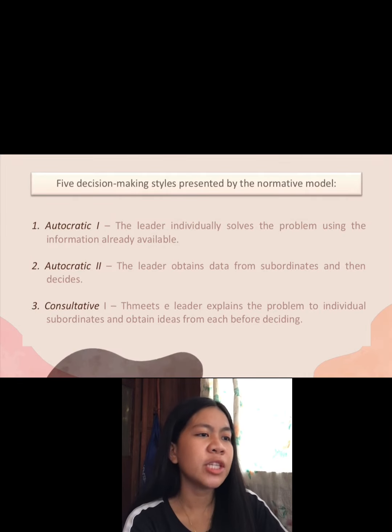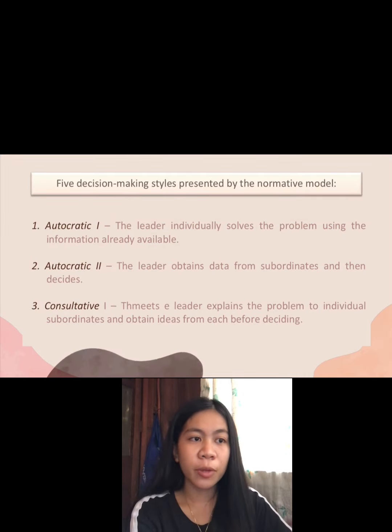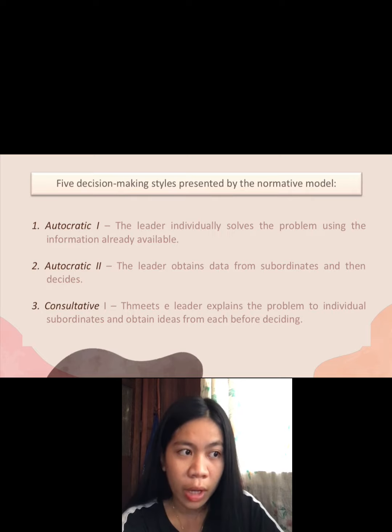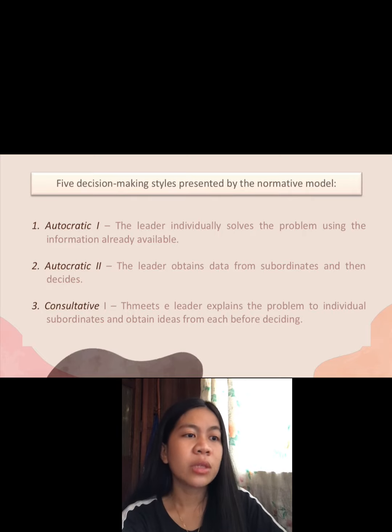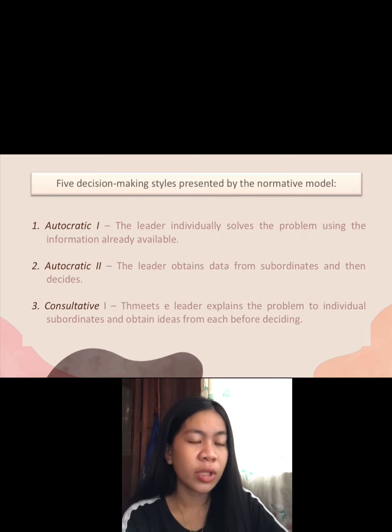So we have the 5 decision-making styles presented by the normative model. First, the autocratic one. The leader individually solves the problem using the information already available.